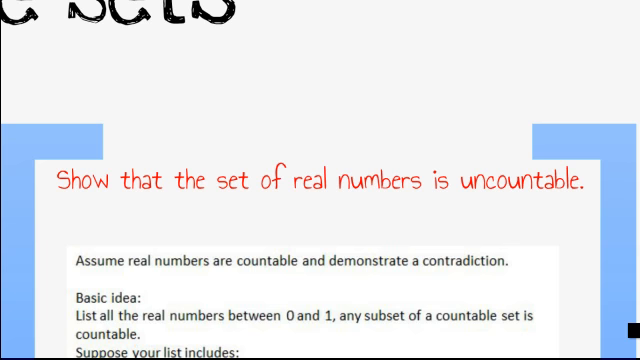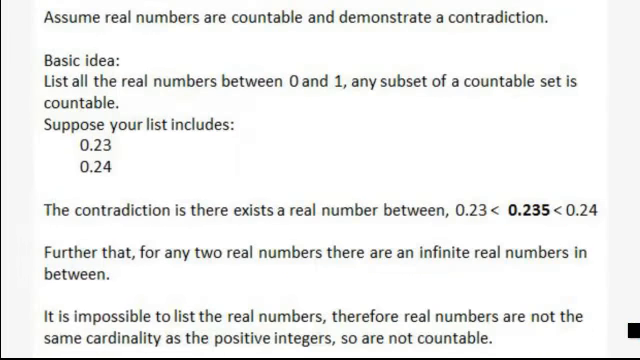We can also show that the set of real numbers is uncountable. We can use proof by contradiction. Assuming that the real numbers are countable, we can demonstrate the contradiction. The basic idea is that if we list all the real numbers between 0 and 1, any subset of a countable set is countable. Suppose the list includes 0.23 and 0.24. The contradiction exists because there is a real number between 0.23 and 0.24, a real number such as 0.235.